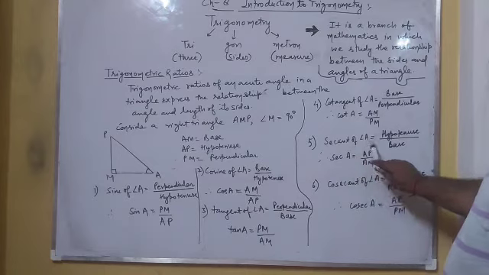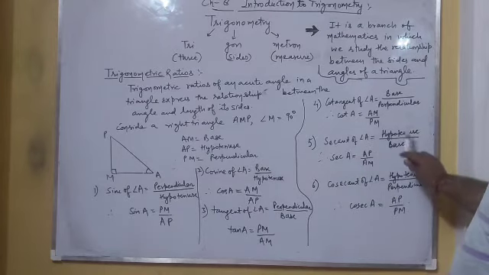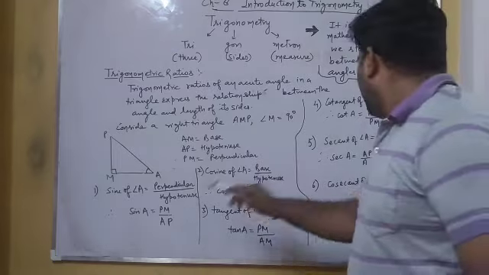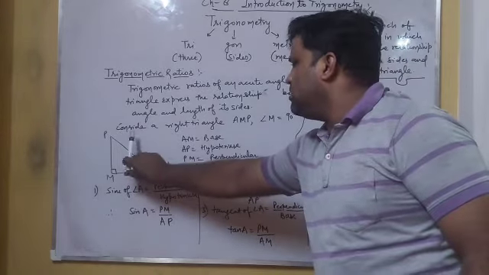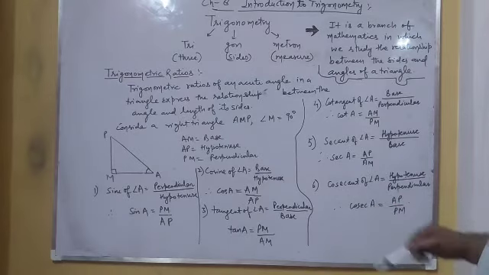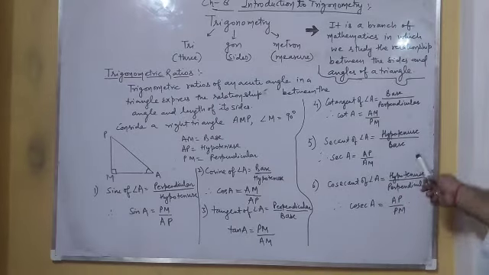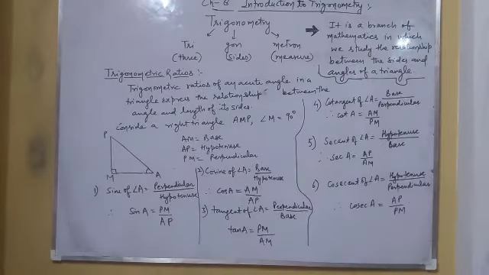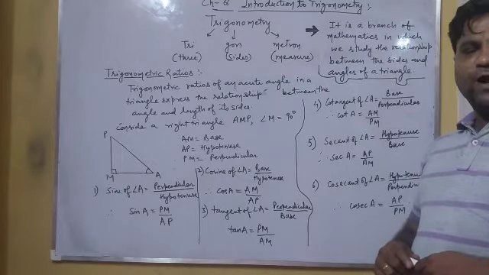Fifth one is secant of angle A, which is the ratio of hypotenuse and base. We can say sec A is equal to AP by AM. Here the base is AM and this is AP, which is the hypotenuse. Sixth one is cosecant of angle A, which is the ratio of hypotenuse and perpendicular. This is the hypotenuse and this is the perpendicular. We get cosec A is equal to AP by PM. So here it is the concept of trigonometric ratios.